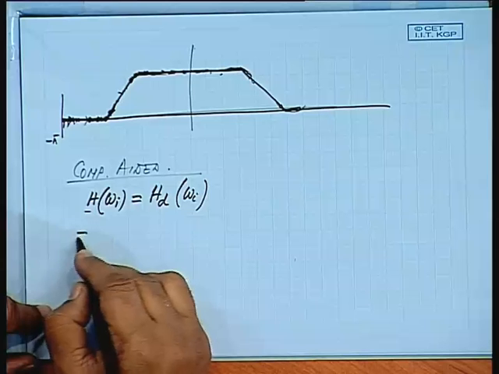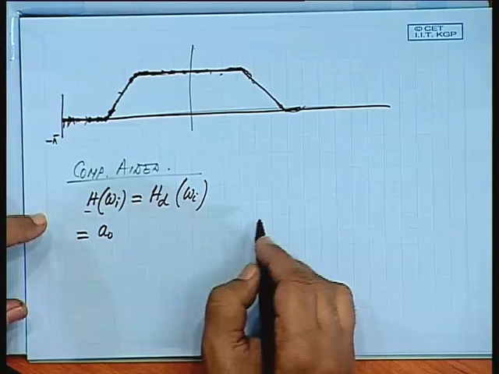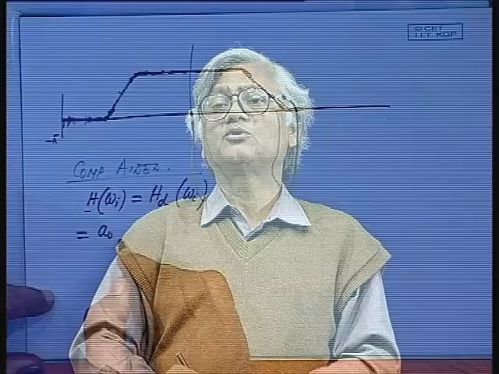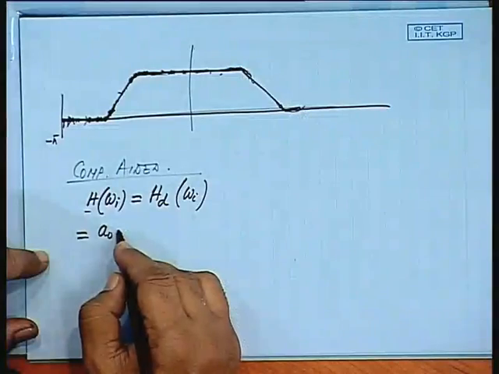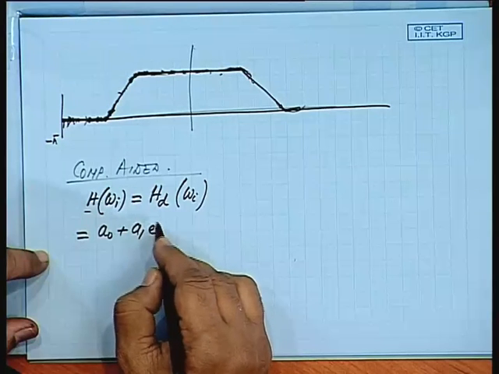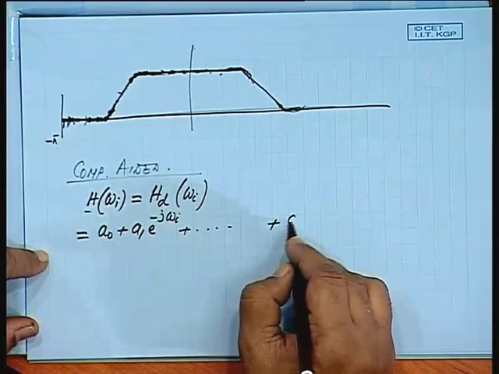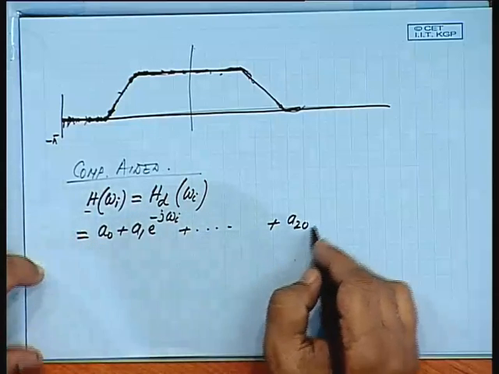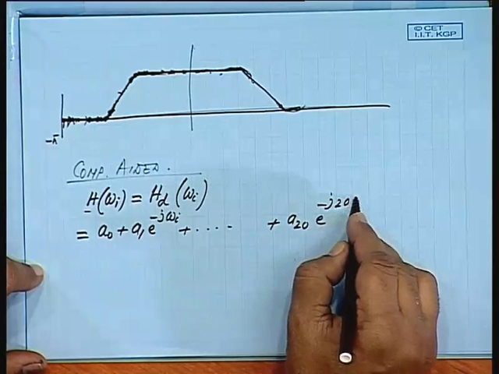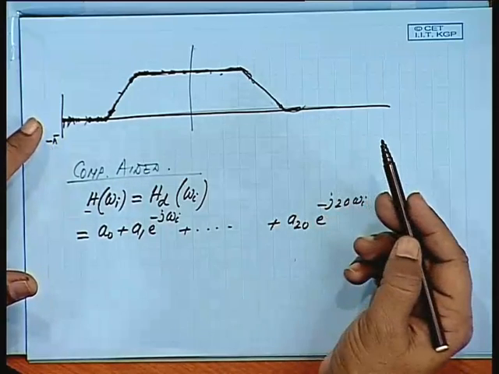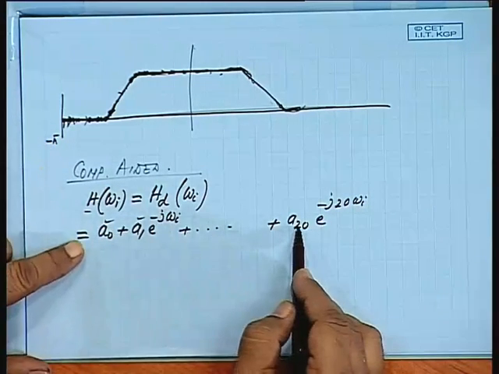Now, suppose I take a fixed number of coefficients. Say I want a 21 coefficient filter. So, A 0 plus A 1 e to the power minus j omega i, similarly up to A 20, since a 21 point sequence means it will be A 20 e to the power minus j 20 omega i. Omega i is this set of points, maybe 100 points. So, we are determining 21 coefficients in a least square error sense.